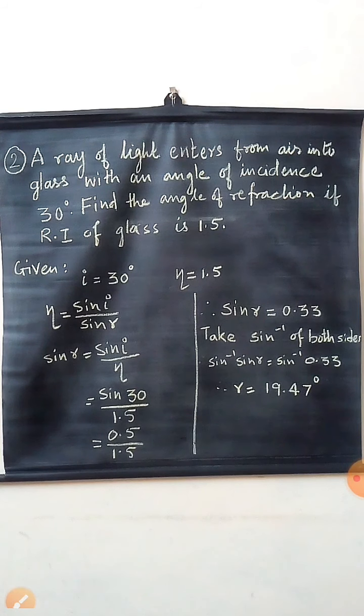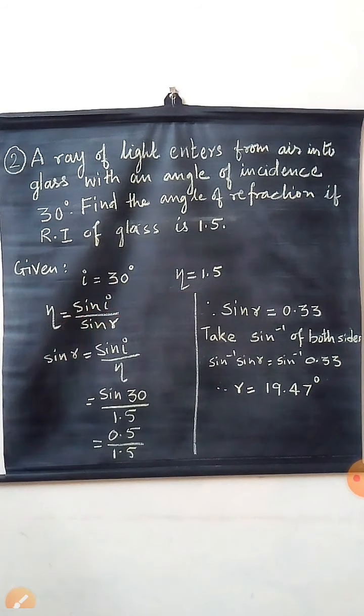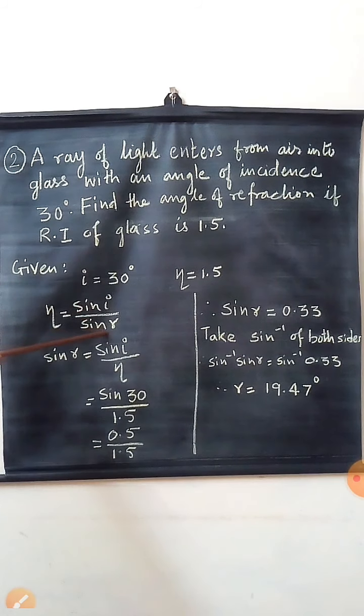You are given angle of incidence is 30 degrees, so i is equal to 30, and refractive index of glass is given 1.5, so eta is equal to 1.5. Now write down the formula for refractive index. Eta is equal to sin i by sin r. We have to calculate the value of r.